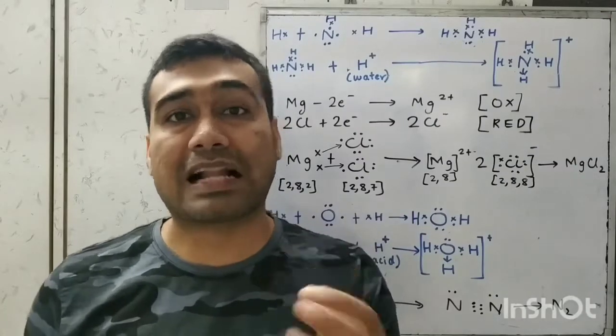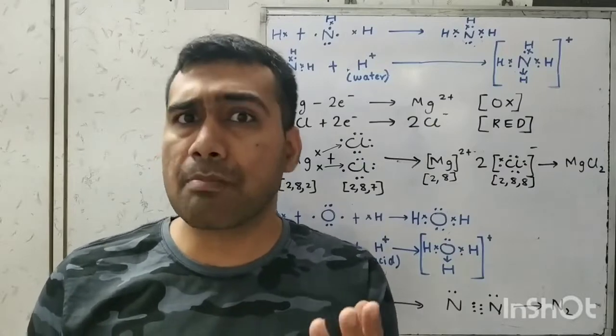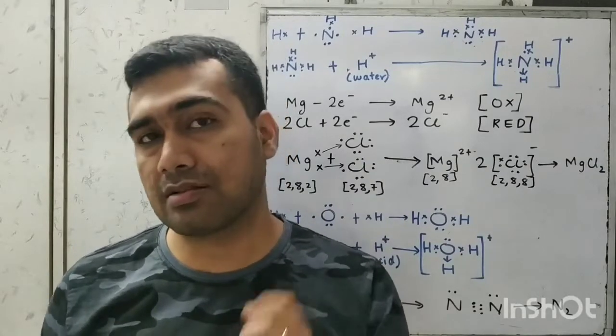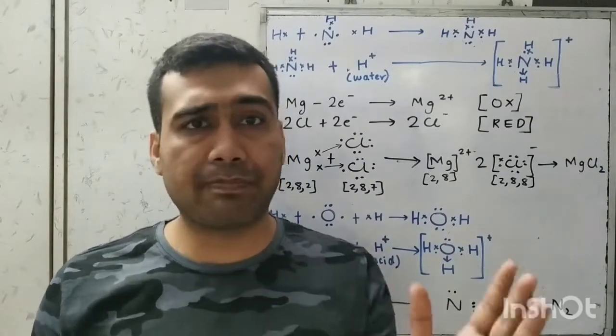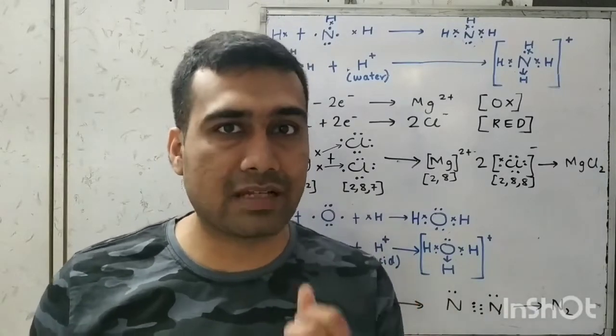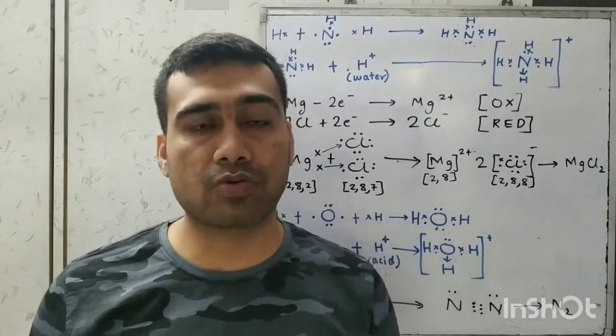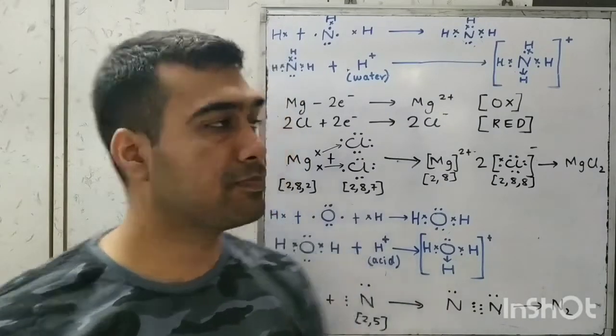Ions are charged atoms. Ions have a complete outermost shell, whereas atoms may or may not have a complete outermost shell. Ions can exist independently in solutions. Atoms may or may not exist independently. Now let's study an example of an ionic compound, magnesium chloride.